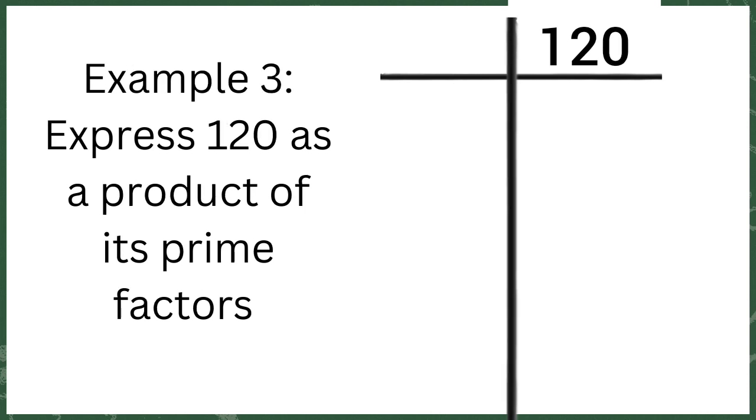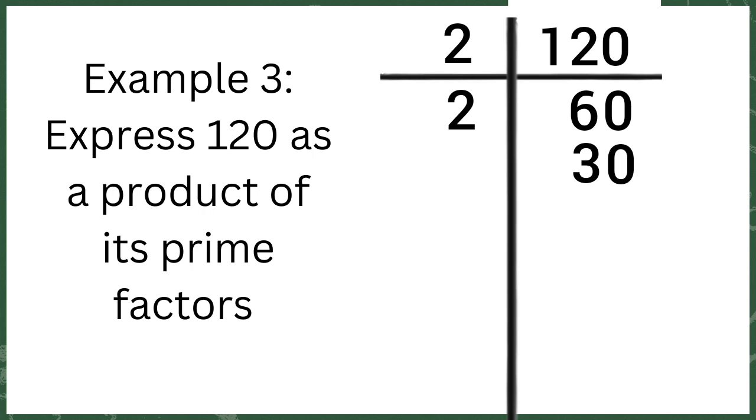Example 3. Express 120 as a product of its prime factors. We will begin with 2 because 120 is an even number. So 2 into 1 cannot go. We will take 12. 2 into 12 is 6. 2 into 0 is 0. Our new number is 60. Since it's even, we will use 2 again. 2 into 6 is 3. 2 into 0 is 0. Our new number is 30.